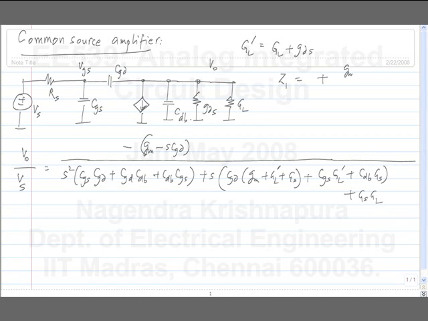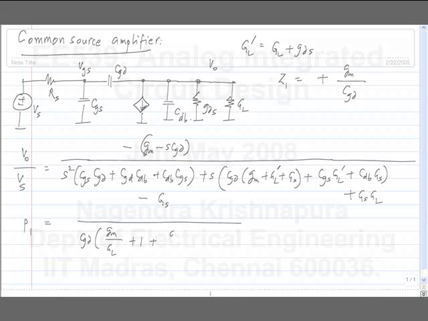plus GM by CGD, and the low frequency pole is at essentially, the low frequency pole turns out to be the source resistance divided by the Miller multiplied CGD plus CGS.